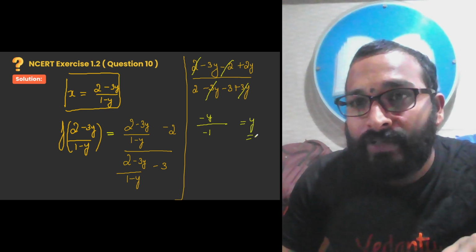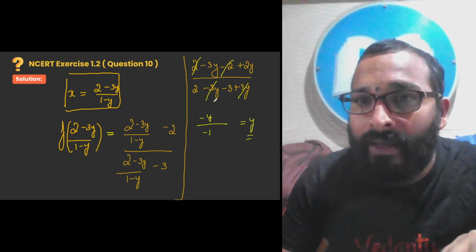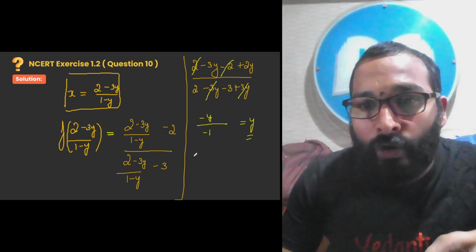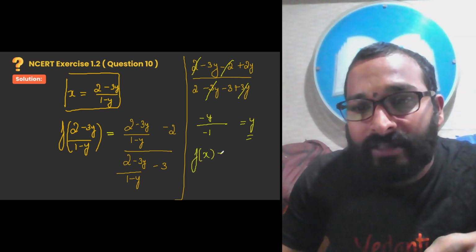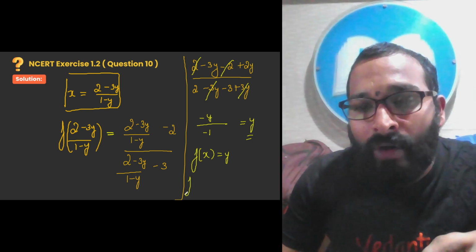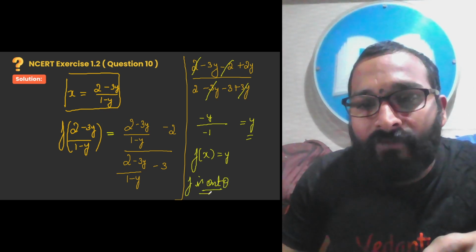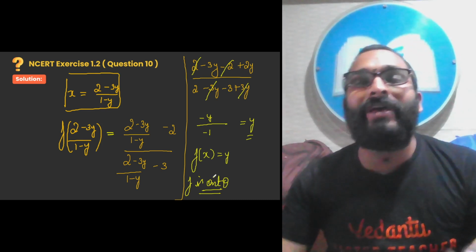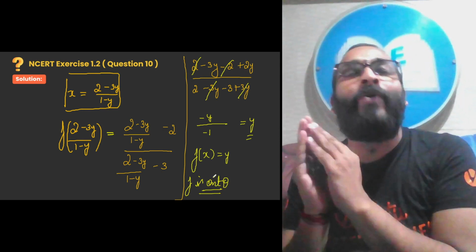So minus y divided by minus 1 is going to give you the value y. Yes or no, children? Observe this very carefully. Minus 3y plus 2y is minus y. 2 minus 3 is minus 1. So you're going to get y, and you got f of x is equal to y. What is the conclusion now? F is onto, correct? In that case, the function is 1-1 as well as onto. So you can write f is 1-1 and onto.